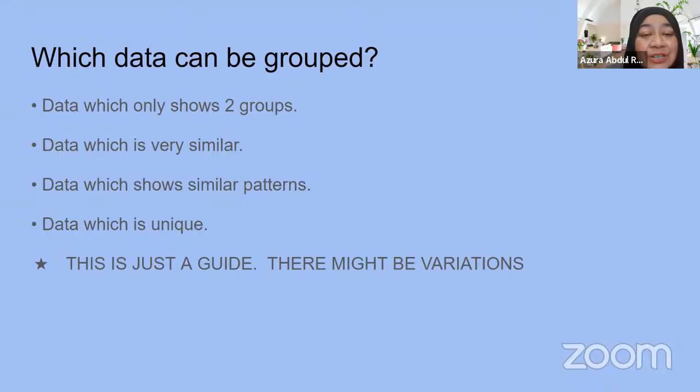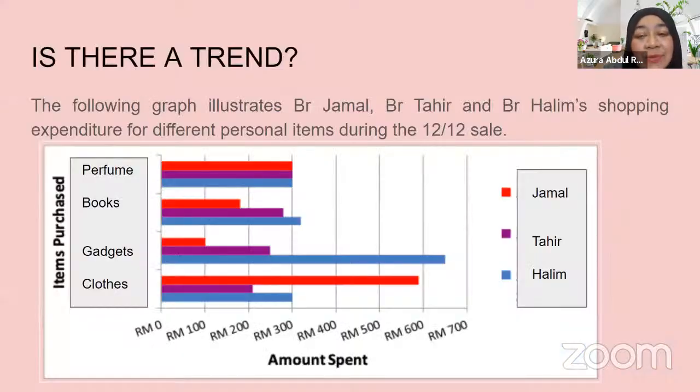Data which shows similar patterns and data which is unique. Now, if we look at this one here, which data can we group? Perfume? Yeah, perfume, that's right. Perfume can be grouped. What can you say about the perfume? State the number. Yep, same number, that's right. All of them spent 300 ringgit. And what other data can you group here, which is kind of unusual?